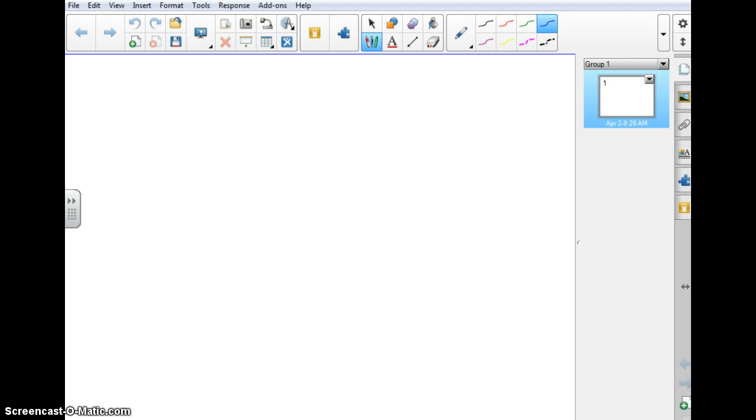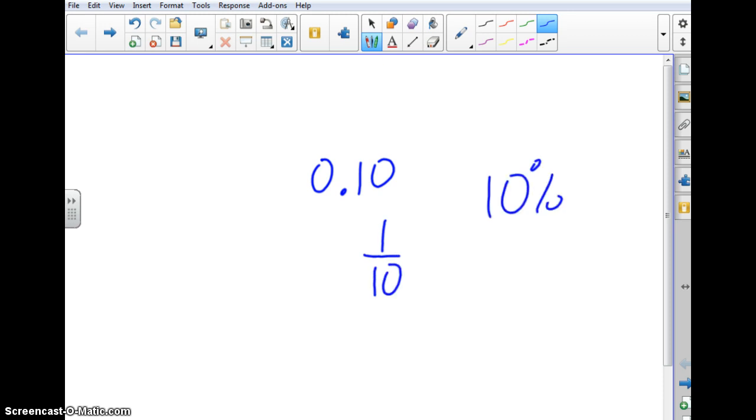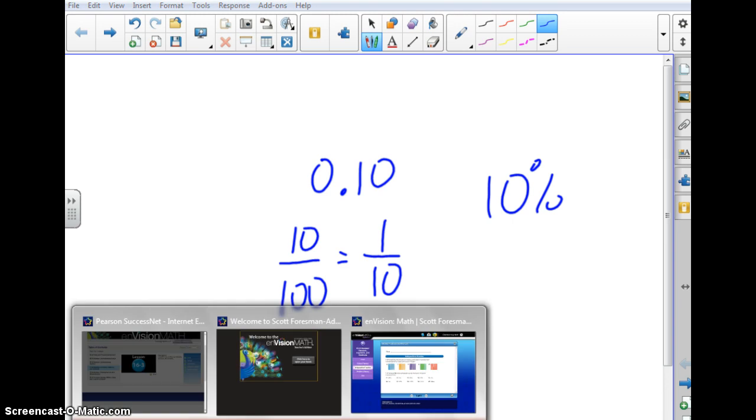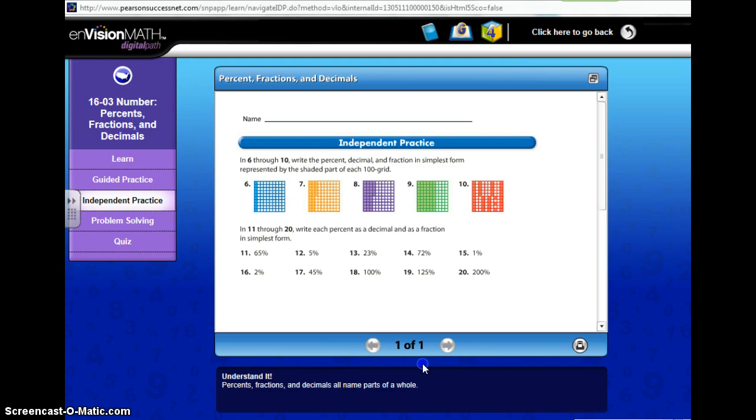Cole, I don't care what order you give it. 0.10, 1/10 and 10%. Okay, Cole started out with 10 over 100, and he simplified that. There are your 3 answers. Check yourself. Did everybody have enough time with that? Next time, tell me I'm not done. Let's go back, and this time I want you to look at number 7, the orange grid, and do the same. Give me the fraction, the decimal, and the percent. Don't forget to simplify.